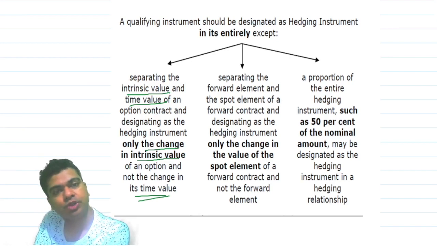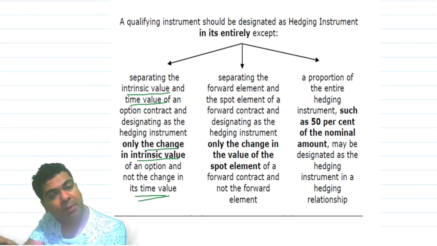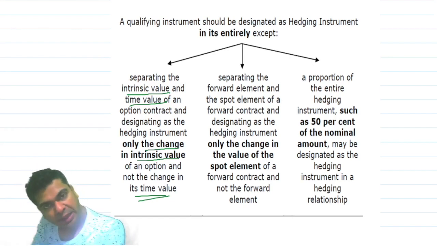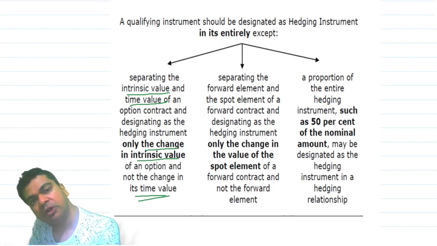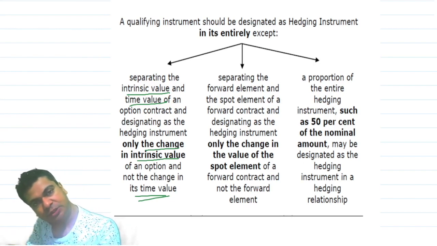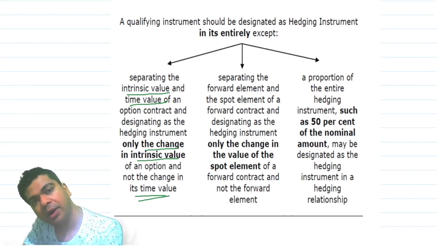Time value of an option is many a times referred to as the cost of hedging, while the intrinsic value will go up and down, which is nothing but the fair value changes. So if you wish, you can do this. If you are using an options contract for the purpose of hedging, the options contract will be designated as a hedging instrument. Then its options premium will keep on moving up or down.